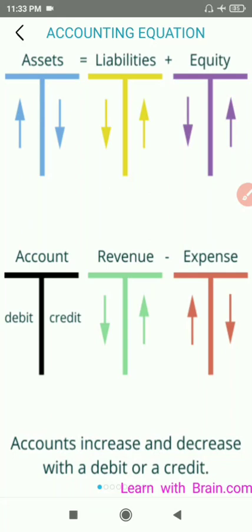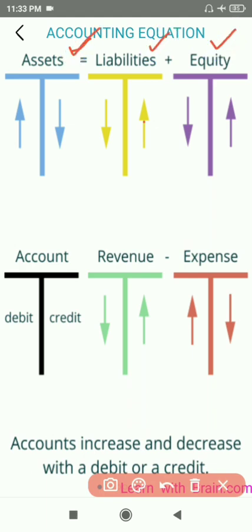So what is the accounting equation? Assets equal liabilities plus equity. So that is the accounting equation. Assets equal liabilities plus equity. Now we will discuss the debit and credit rules of the accounting equation.